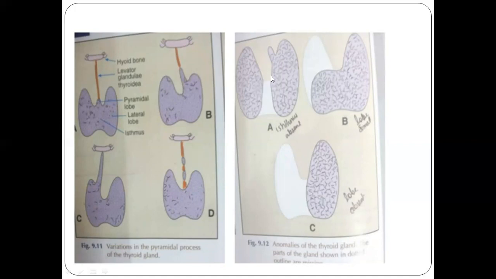Here there's no isthmus around. The pyramidal lobe is coming from the left lobe of the thyroid gland. Here the left lobe is present and the isthmus is present, and the right lobe is not present. So these are the variations. In this case the left lobe is present, there's no isthmus, there's no right lobe. So these are the variations of the thyroid gland.